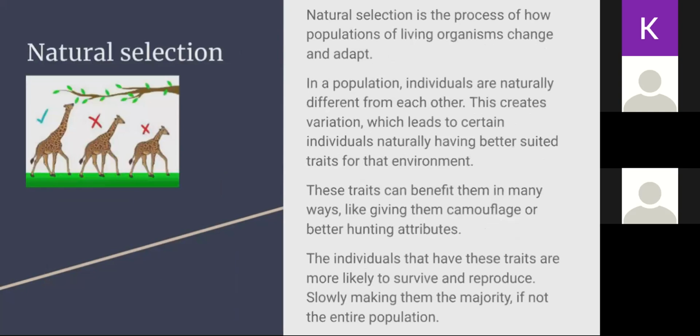Natural selection is the process of how populations of living organisms change and adapt. In a population, individuals are naturally different from each other. This creates variation, which leads to certain individuals naturally having better suited traits for that environment. These traits can benefit them in many ways, like giving them camouflage or better hunting attributes. The individuals that have these traits are more likely to survive and reproduce, slowly making them the majority, if not the entire population.